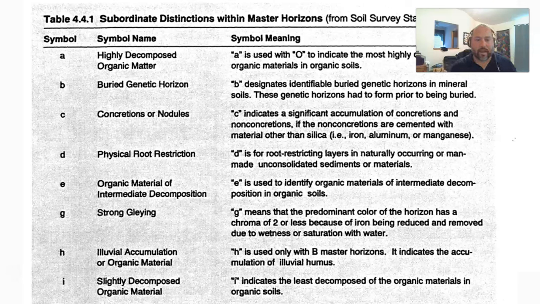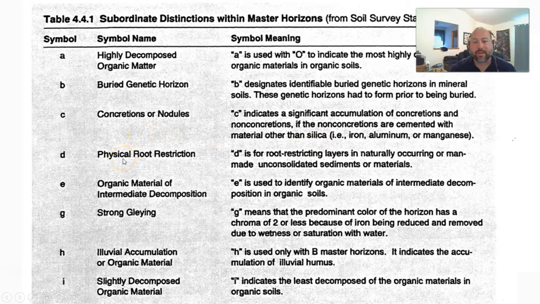As an example, if we see something where the lowercase a is used, it tells you right here, it's used with the O to indicate the most highly decomposed organic materials in organic soils. Or something that you'll see come up sometimes, and probably not great depending on what you're trying to do with the soil, is c for concretions. It says c indicates a significant accumulation of concretions or non-concretions if the non-concretions are cemented with material other than silica, iron, aluminum, or manganese.